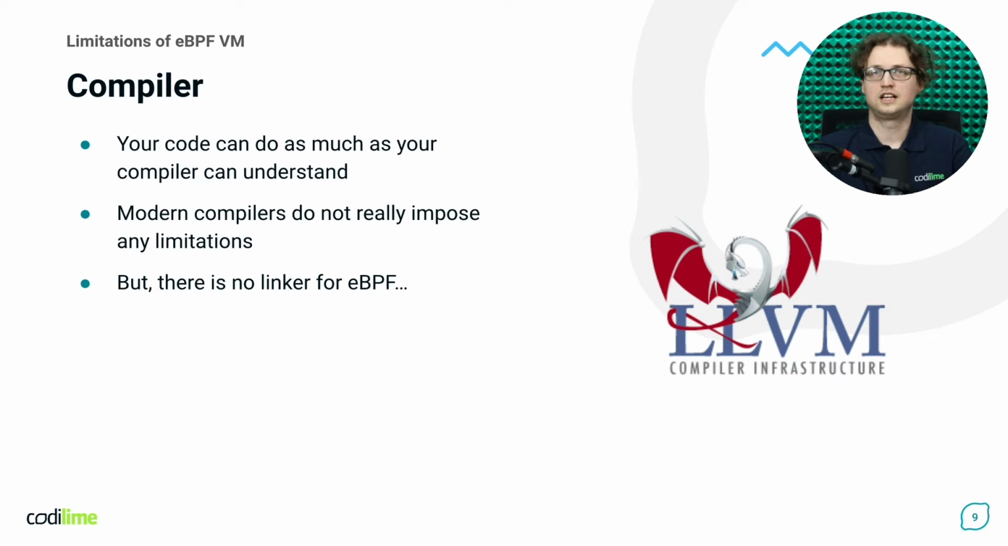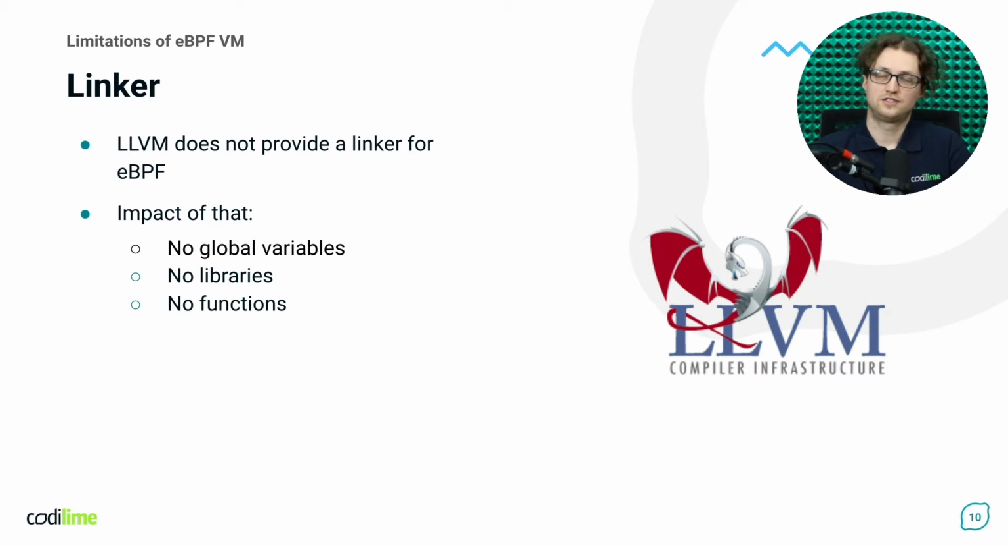Next step is compilation. Right now, if we use LLVM Clang, there is not really much limiting us. Everything you can write in C can be compiled by LLVM. So not really much of a difference, but there is no linker for eBPF. So not everything will be allowed. And lack of linker means that we can use global variables, we can use libraries to use functions, but there is no linker to later put it all together.